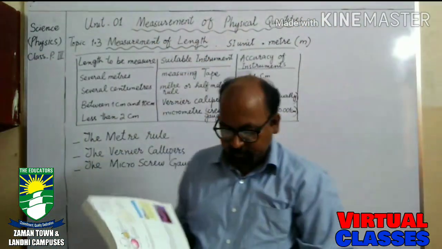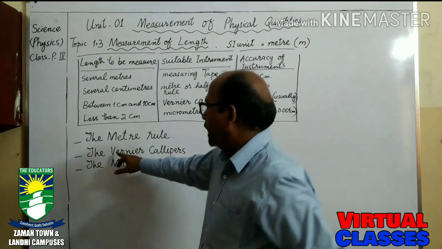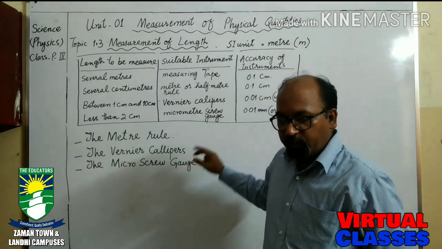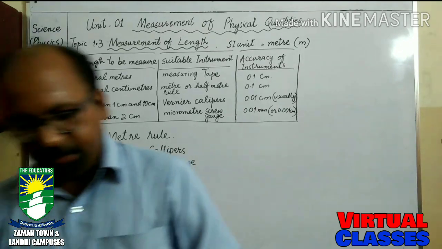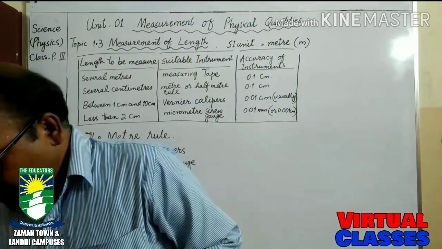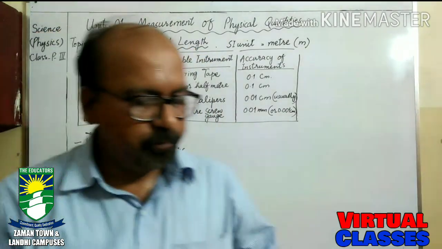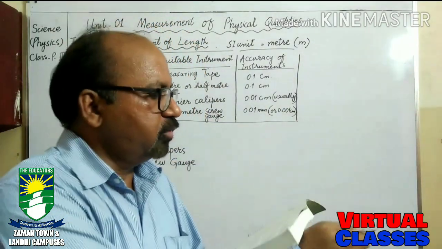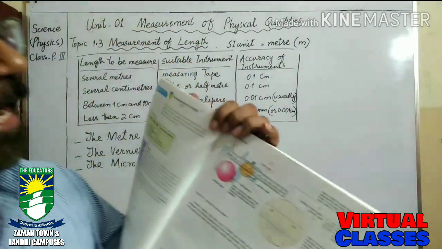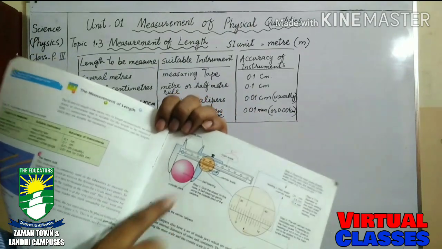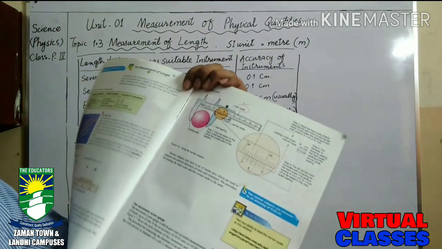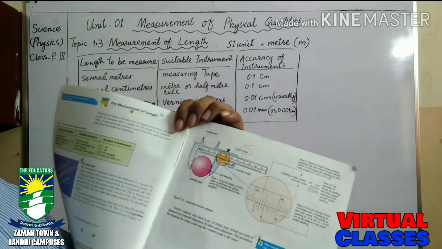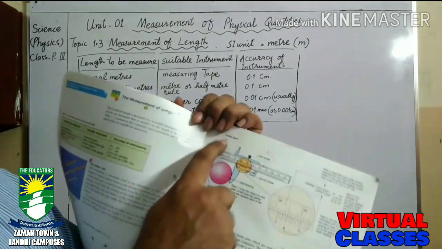Okay, the next is Vernier Caliper. Let's see what a vernier caliper is. For example, I want to show you a vernier caliper. The diagram of the vernier caliper is present in your book, page number 5. See these.